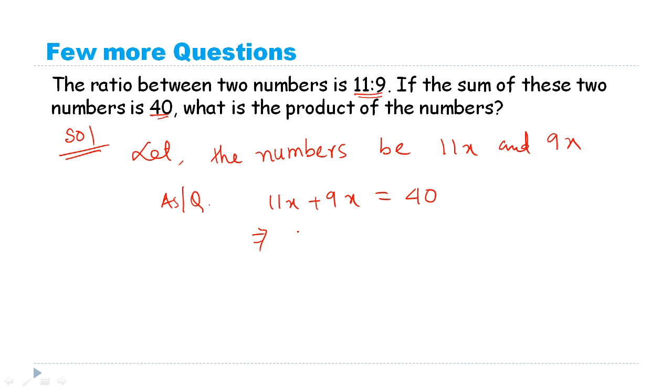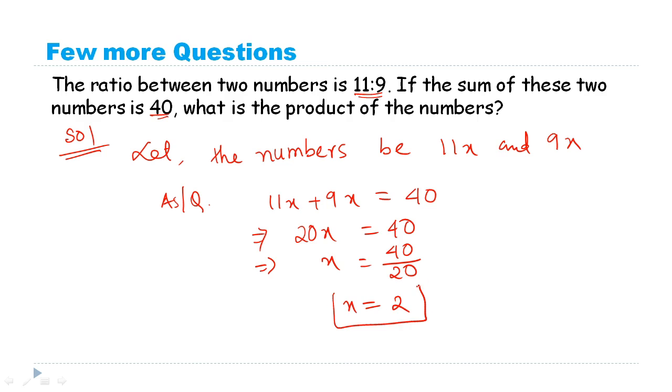So 11x plus 9x is what? 20x is equal to 40. So x will be what? 40 out of 20. If you cancel this, 20 2s are 40. So that's why the value of x is 2 here, right? So therefore the numbers are: the first one will be 11x, so 11 into 2. 11 into 2 means what? 22. And the second one is 9x, so 9 into 2 is 18. So these are the two required numbers.